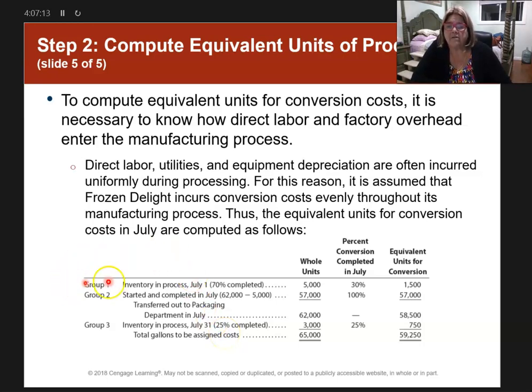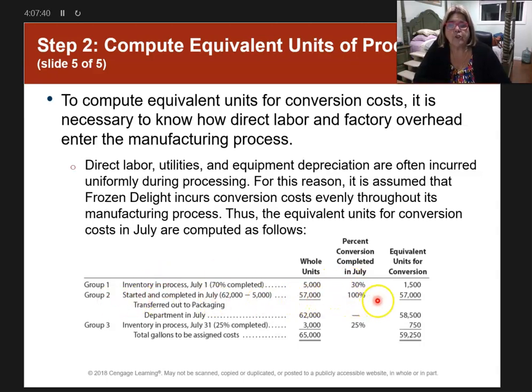So group 1, 5,000 units that were 70% complete. That means I completed, or I brought in 70% of the conversion cost last month in the month of June. So you're going to bring in the opposite percent. You're going to bring in 30. So in the month of July, I'm going to do the complement of 70%, and it's going to be 30% added.